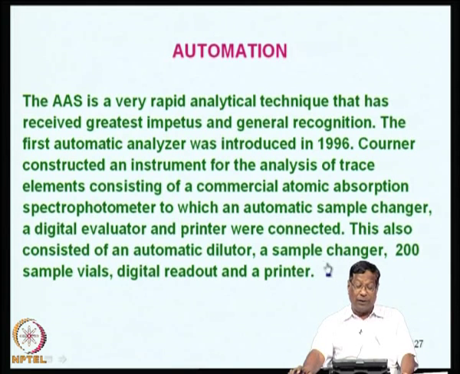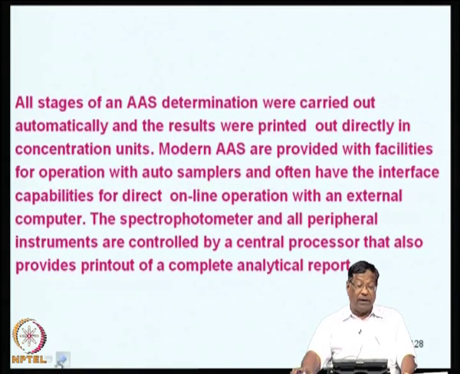electrothermal atomic absorption also. And then this instrument can take up to 200 sample vials and then give a digital readout and a printout also. So, such an automation system became available somewhere around 1996, and then all the stages of an atomic absorption were carried out automatically. The results are printed out directly in concentration units.